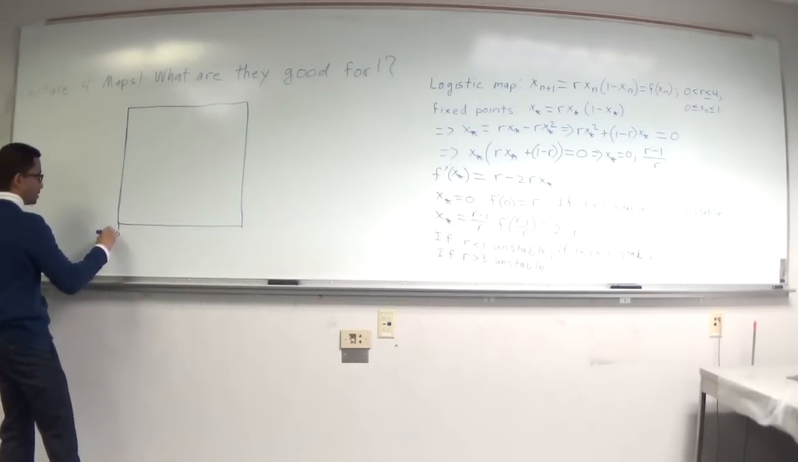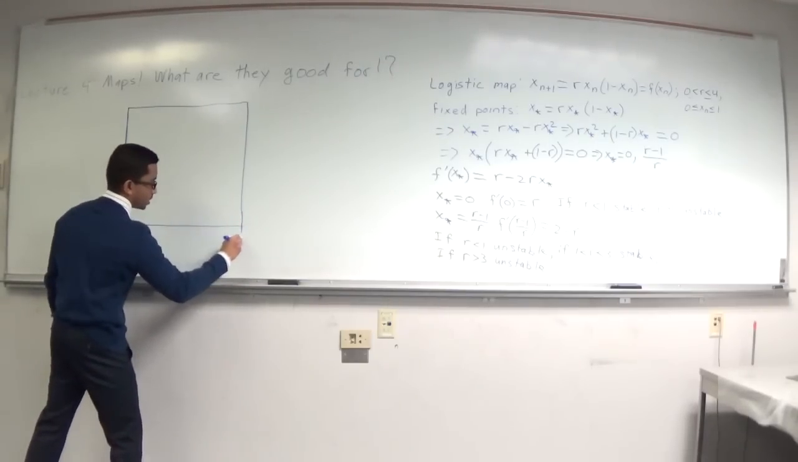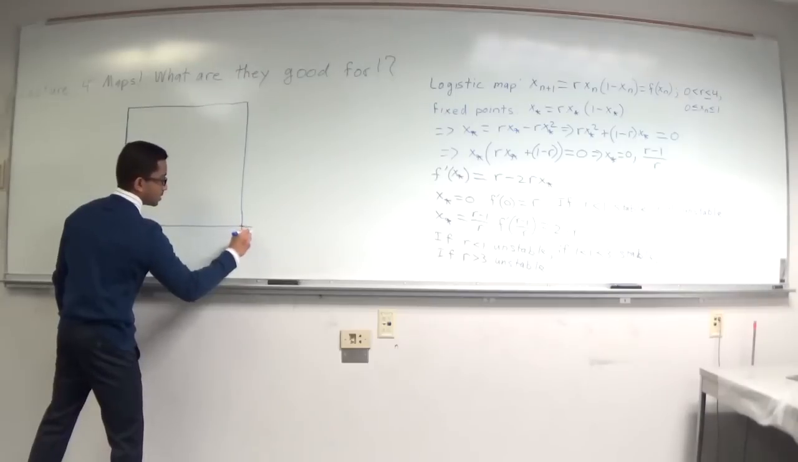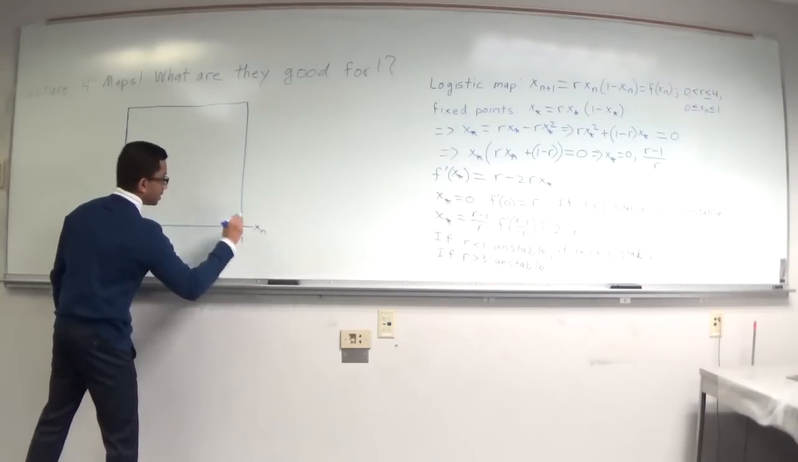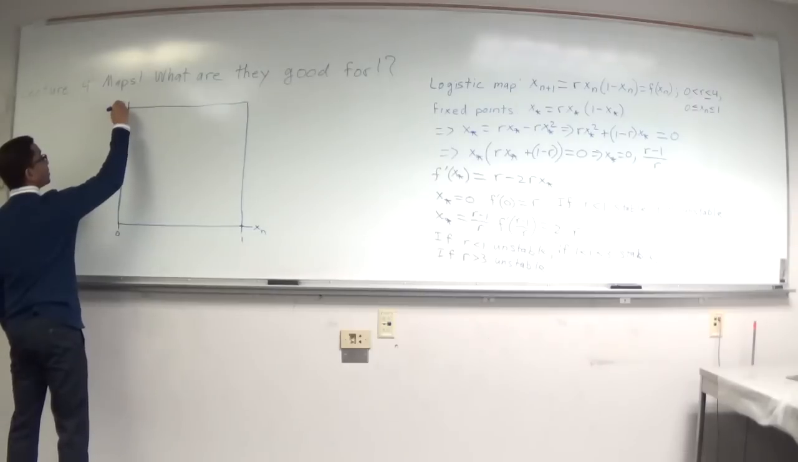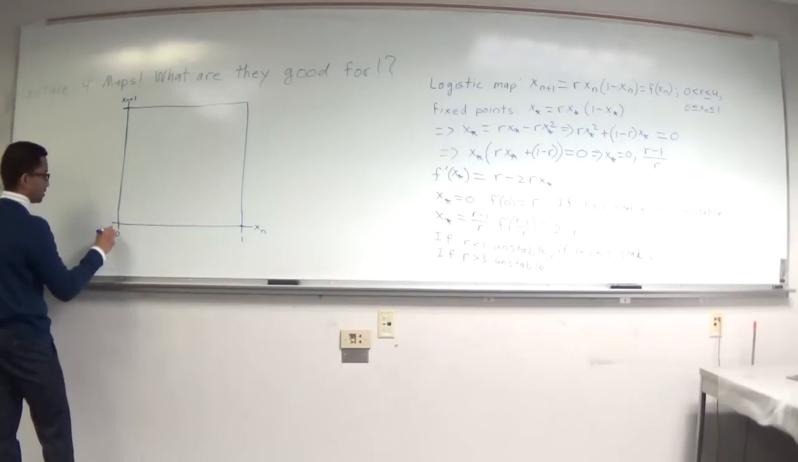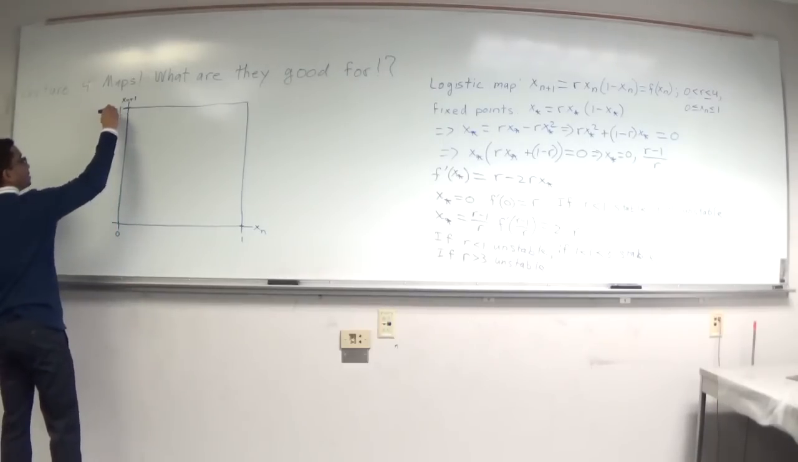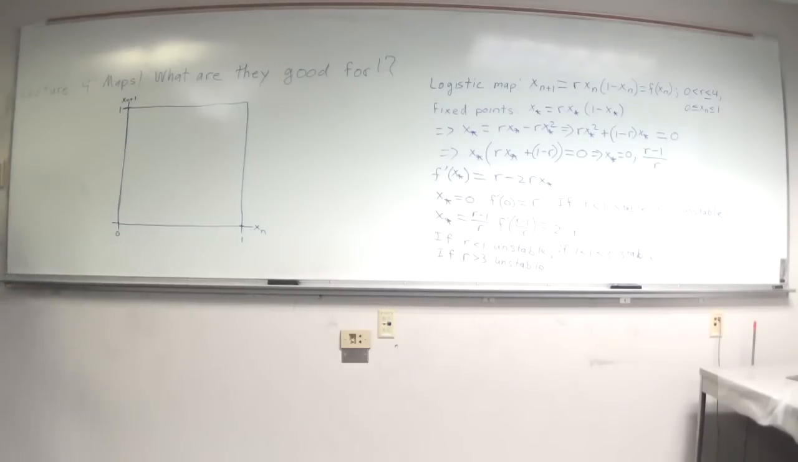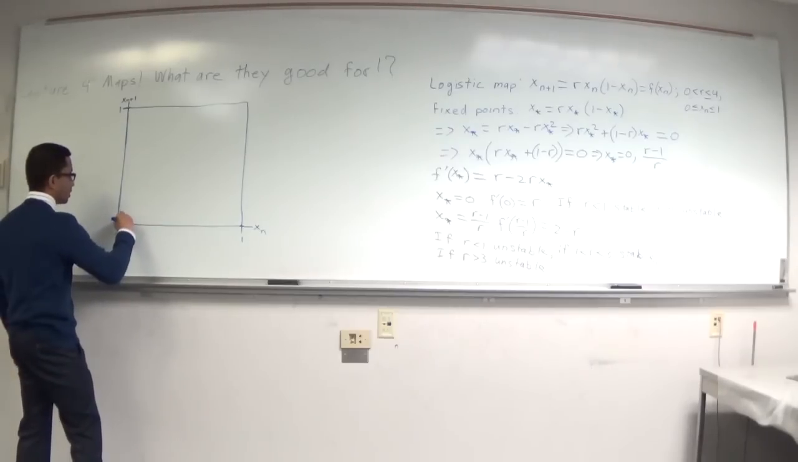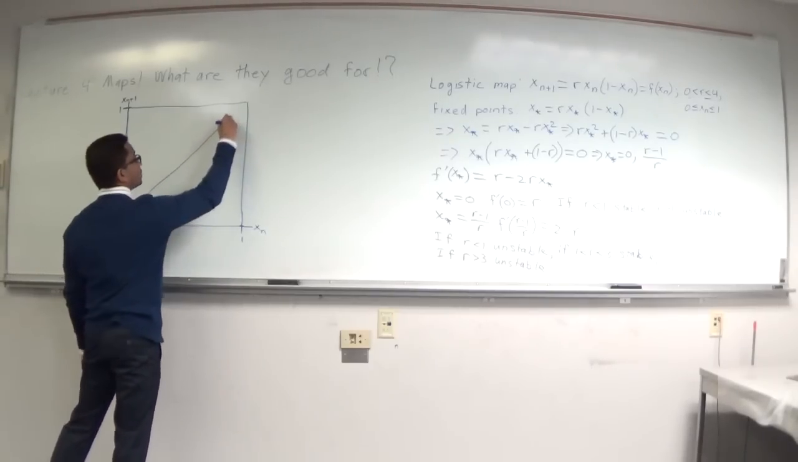So here it's 0, here it's 1. So this is xn, and this is xn plus 1. Over here, this is 0, 0, and this is going to be 1. So we want to be confined in this region, in this square. And now let's draw a line y equals x.